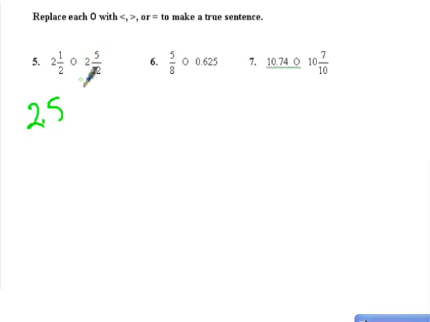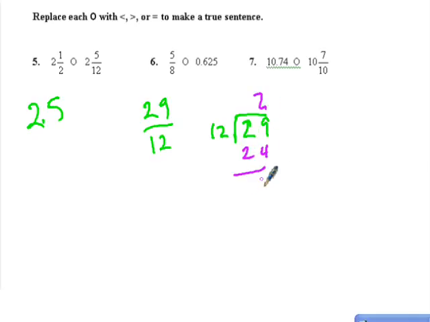Now I have to change this one to an improper fraction. So 2 times 12 is 24, plus 5 is 29. So 29 over 12. 29 goes on the inside because it was on the top. So let's divide that. 12 goes in 29 twice, and I have 5 left over. I add a decimal, add a 0, and how many times did 12 go into 50? It goes in 4 times. So 4 times 12 is 48. I have 2 left over.